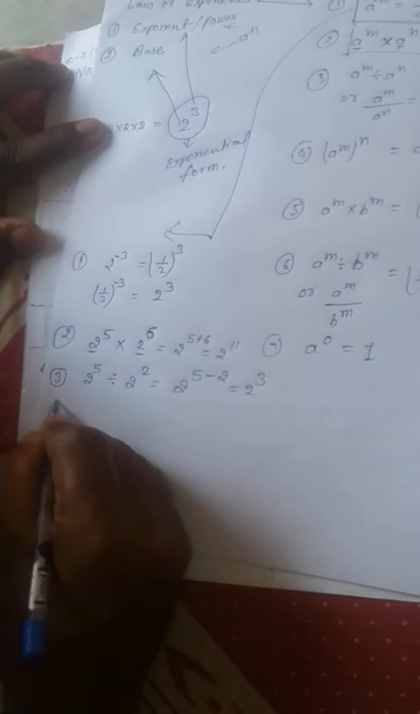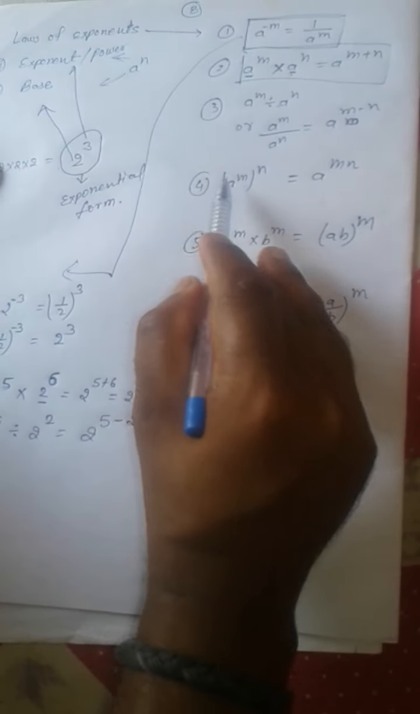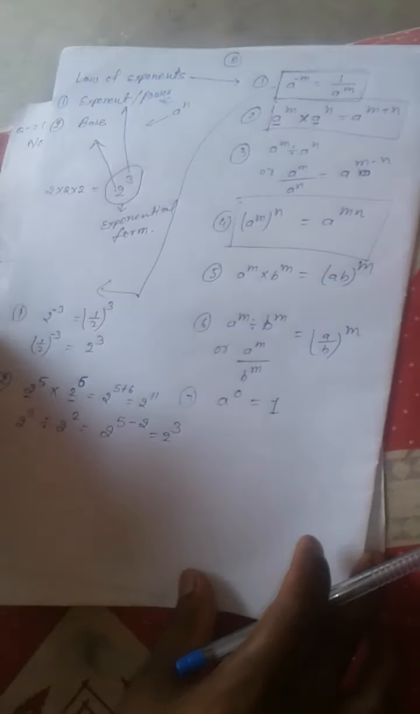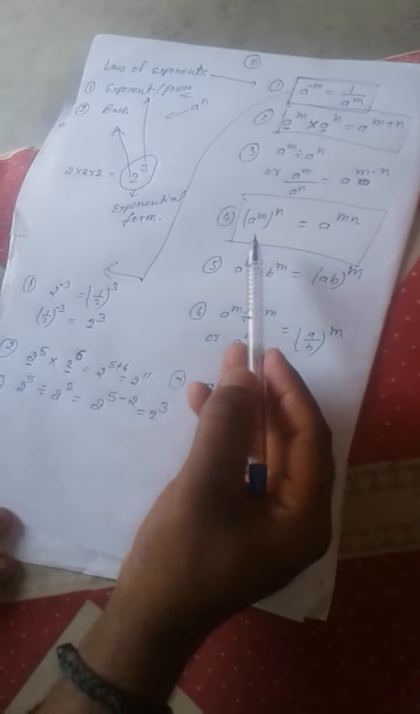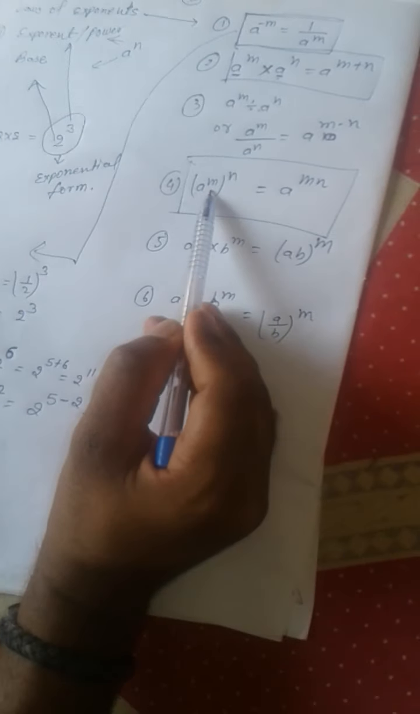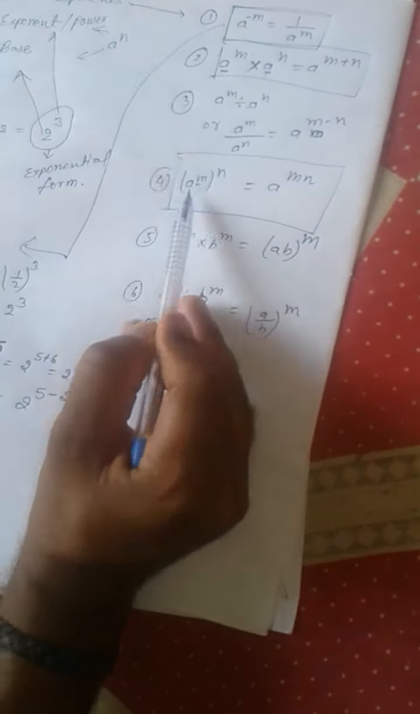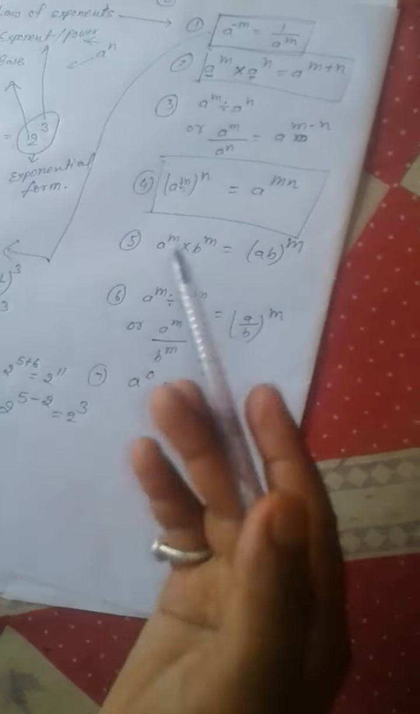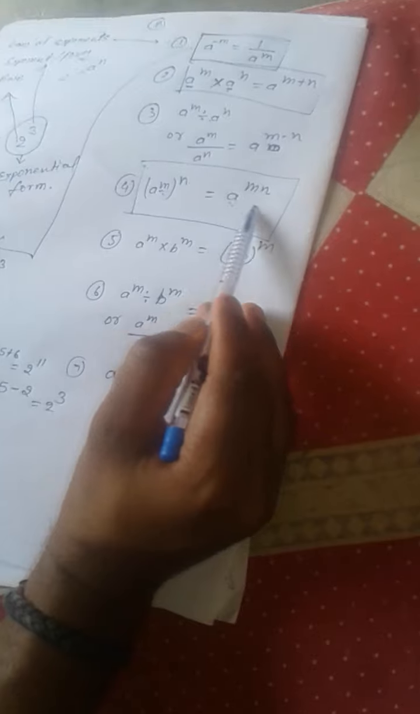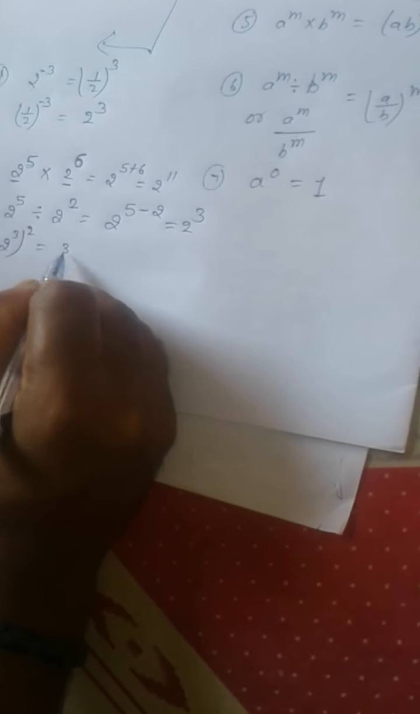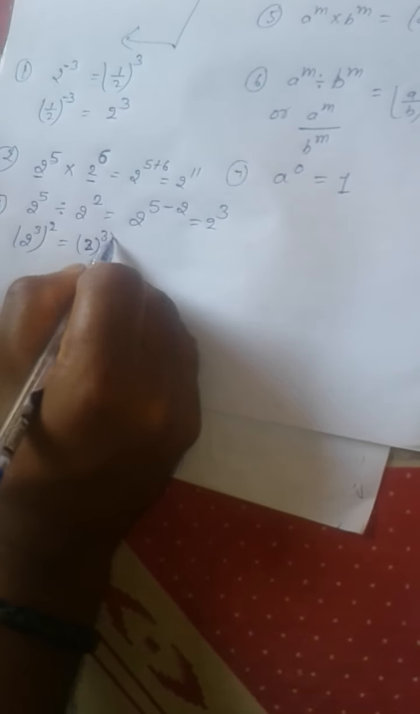Fourth one. This is a very important, easy and useful law. What is this law? If any number has power on power, means what? A number having a power m, after that another power n. So power on power is multiplication of powers. For example, 2 to the power 3 further power 2 means 2 to the power 3 into 2, that is 2 to the power 6.